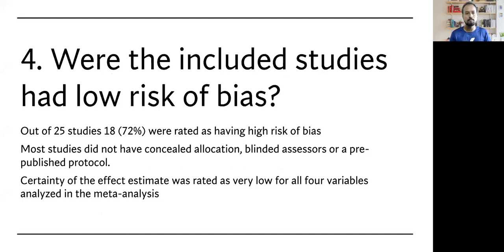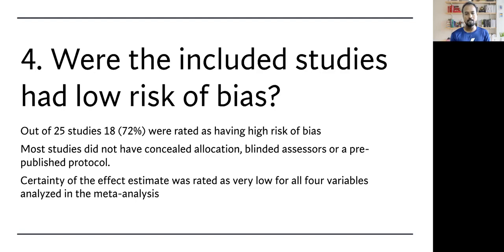And we're just coming to the next question, another important question, that is whether the included studies had low risk of bias. As I've said, high risk of bias will show overestimation of effect. But you can see in this overall systematic review, 25 studies are included, out of which 18 studies were rated as having high risk of bias. This is a rating given by the authors themselves, because I took all this information from the full text of the study. So 72% of the studies have high risk of bias.